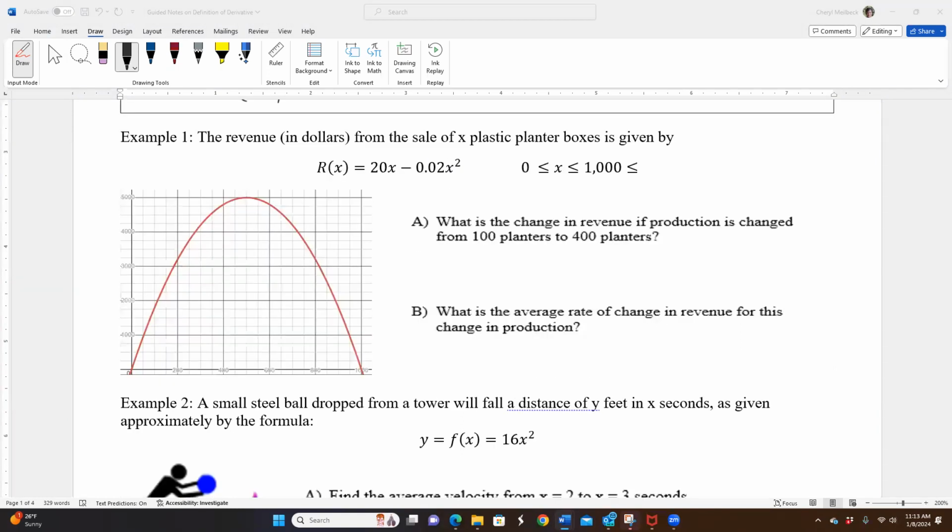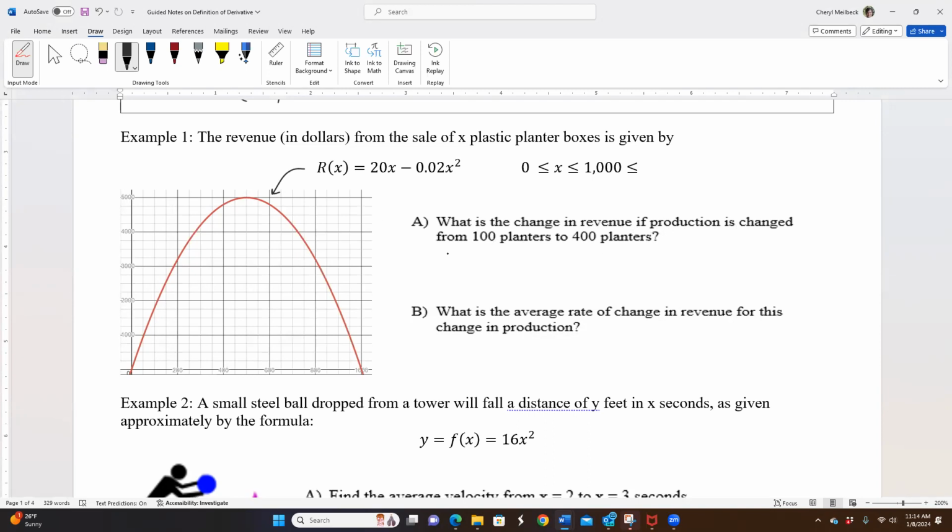In example 1, we're talking about the revenue in dollars from the sale of x plastic planter boxes. So this function here is the revenue function. You can see here, if you sell 400 planter boxes, it looks like you're going to have a revenue of a little bit less than $5,000. This asks, what is the change in revenue if production is changed from 100 planters to 400 planters?